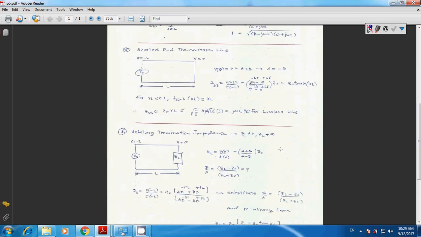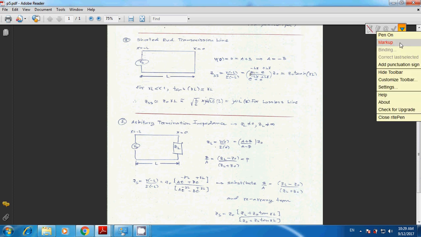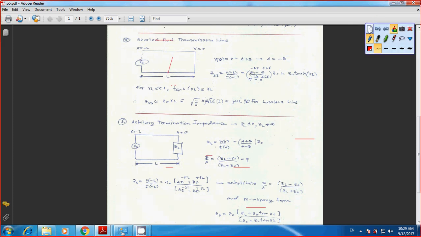And number three is arbitrary termination impedance, when your ZL is not equal to 0 and your ZL is not equal to infinity. What you need to do at this point, at x equal to 0, is Z equal to V over I. You have this term, A plus B over A minus B, multiplied by Z0. Rearrange the term, and you can get B over A in terms of ZL and Z0 becoming this. And let's call it rho.